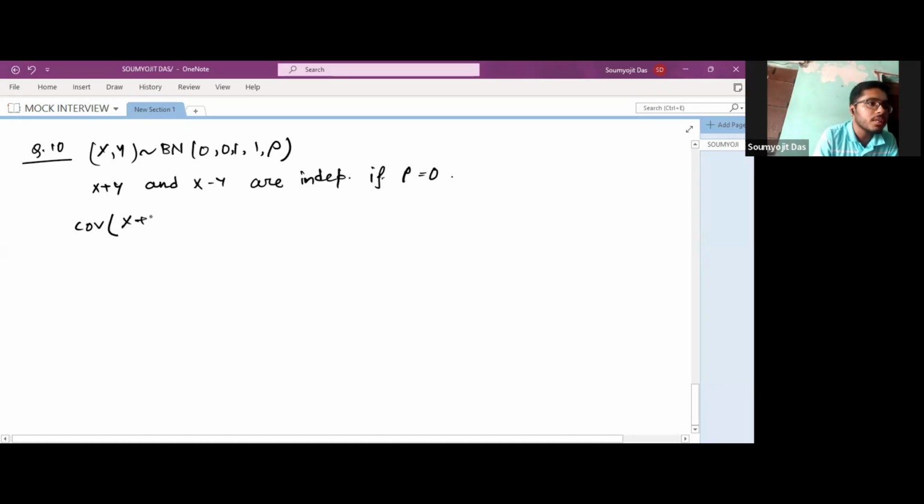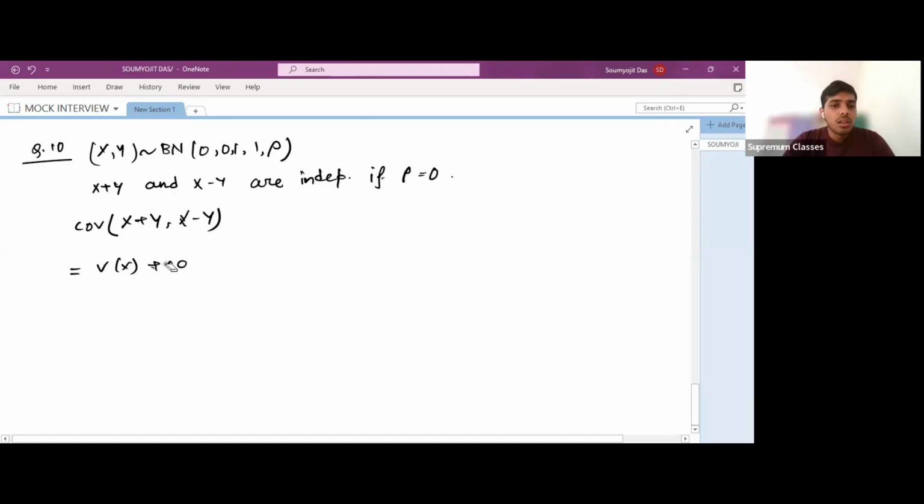Sir, we can consider the covariance. Sir, I think we don't need the condition of rho equal to 0, because the covariance will always be equal to 0. The question is if and only if. Right. Okay, sir. Now you can proceed.